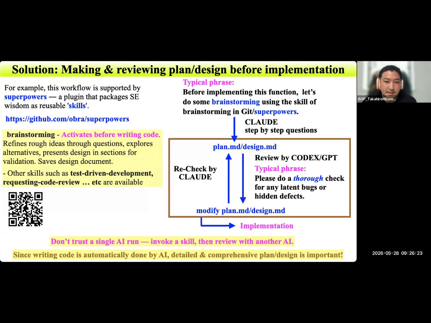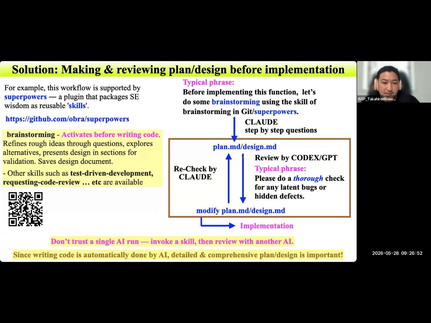For example, by asking Claude, Claude gives me step-by-step questions to define the details of the plan. Then finally, Claude writes a plan.md or design.md. Based on this plan and design, the AI automatically implements the function, namely the AI automatically codes.